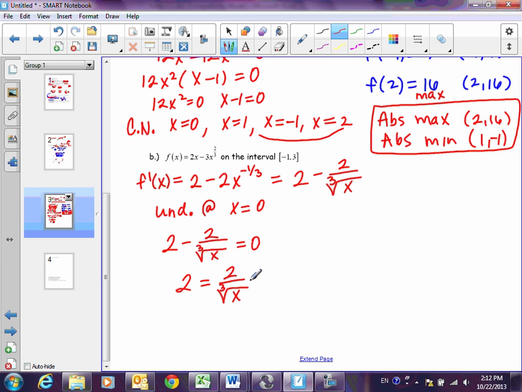It won't on every problem, but on this one, 2 equals 2 divided by something. What must x equal? 1. Look, 2 is equal to 2. This whole thing down here must equal 1, which means x must equal 1. Now, if it's not obvious, I'm going to go through this quickly. What you could do is you could cross multiply.